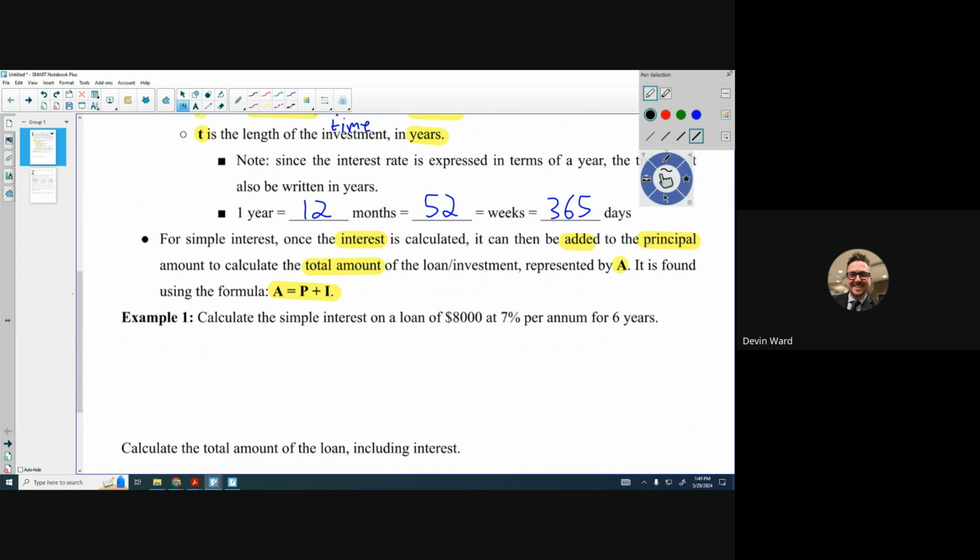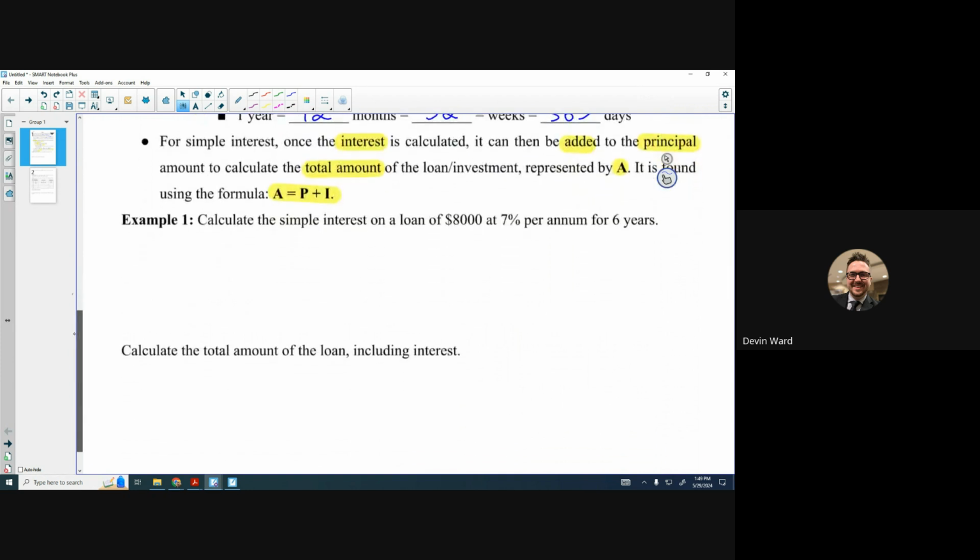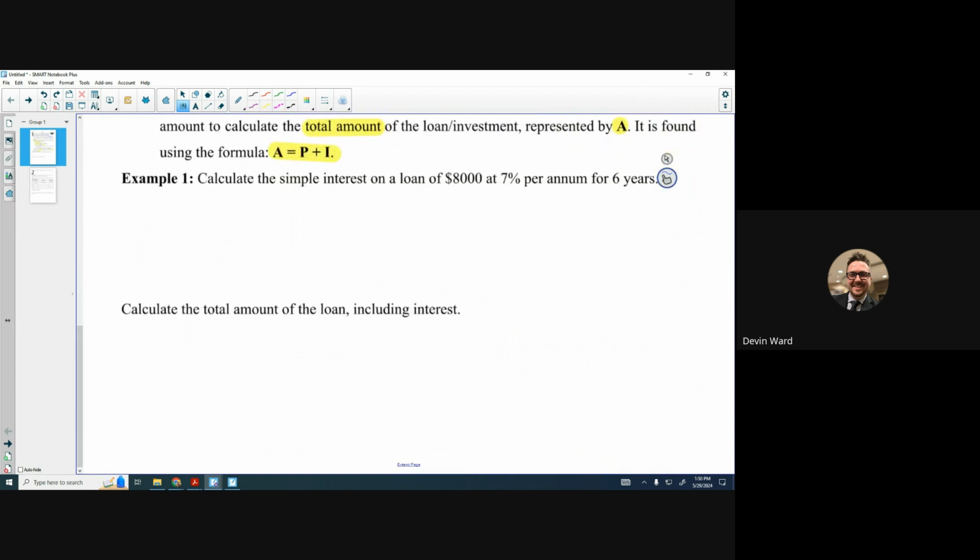Let's do an example. Calculate the simple interest on a loan of $8,000 at 7% per annum for 6 years. My simple interest formula is I equals P times R times T. Let's write out what we know. I need to know P, R, and T. P, my principal. Simple interest on a loan, so the loan amount is $8,000. My principal is $8,000.